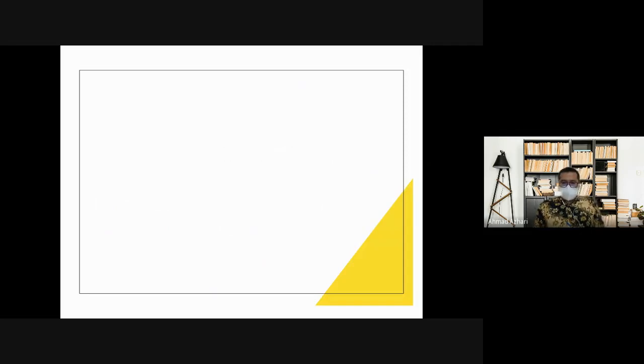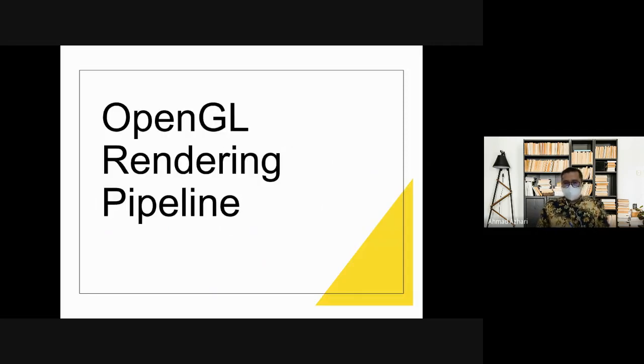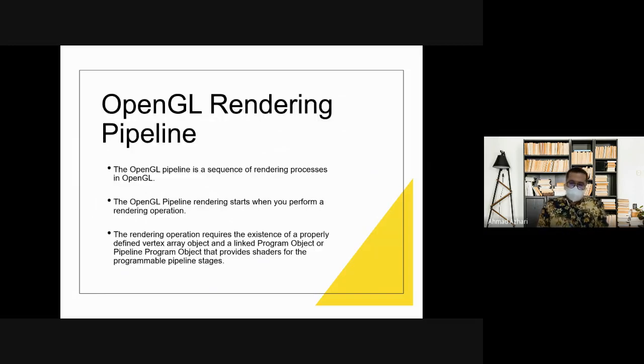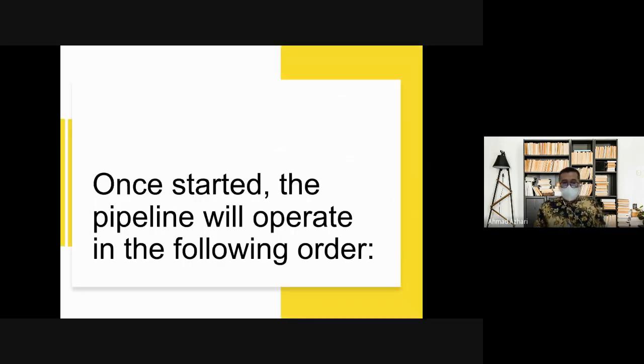Okay, let's move to the OpenGL rendering pipeline. The OpenGL rendering pipeline is a sequence of rendering processes. It starts when you perform a rendering operation. The rendering operation requires the existence of a properly defined vertex array object and a linked program object, or a pipeline program object, that provides shaders for the programmable pipeline stages. I will show you the stages. Once started, the pipeline will operate in the following order.